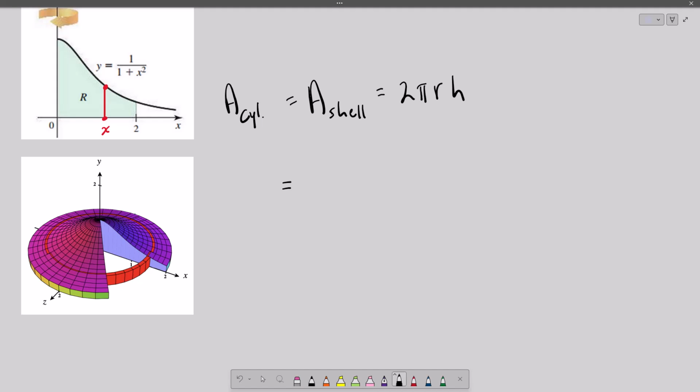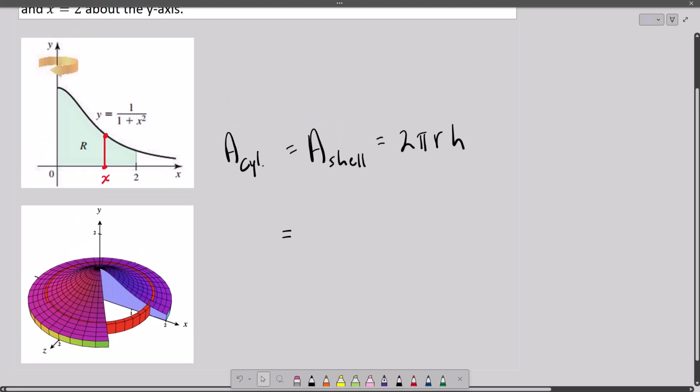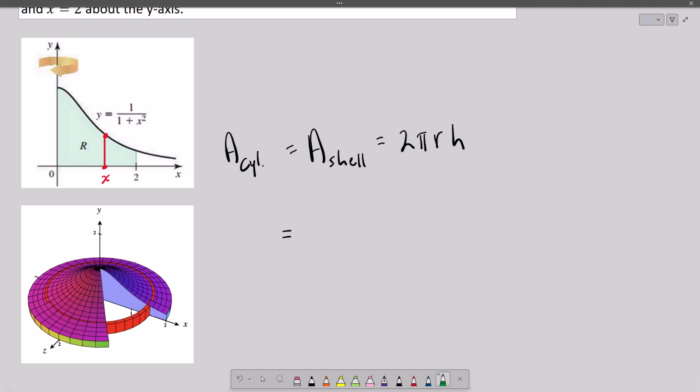So that tells us when we replace this r with something, it must have x in it, no y's. When we replace the h with something, it must have x's and no y's. So that is our check right there. We have to make sure that we know where we're going. Vertical element, we're going to x. These have to turn into x's, and that has to turn into x's. All right, so let's look at our picture. The radius. The radius is the distance from the element that we're integrating to the axis of rotation.